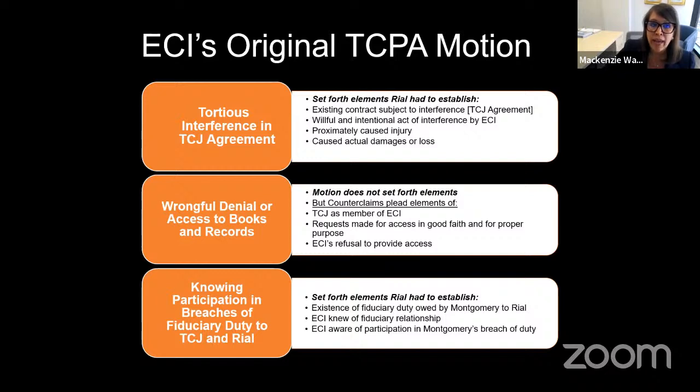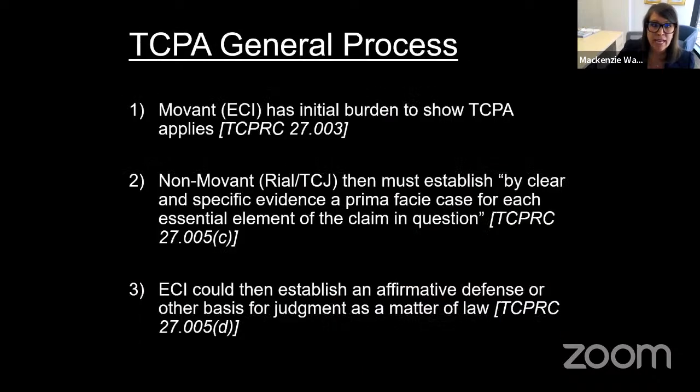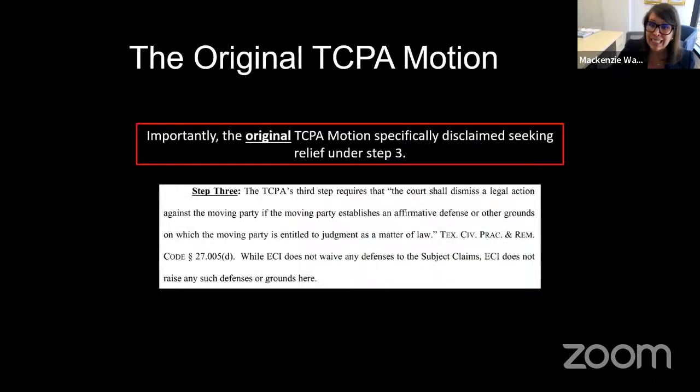As this court is aware, there are 3 steps in the TCPA process, and steps 1 and 2 were raised under the original TCPA motion. Importantly, if we look at the exact language of the original TCPA motion, the last sentence of this snippet, while ECI does not waive any defenses to the subject claims, ECI does not raise any such defenses or grounds here. So ECI didn't challenge anything under the 3rd step, no affirmative defenses or other legal grounds for dismissal.